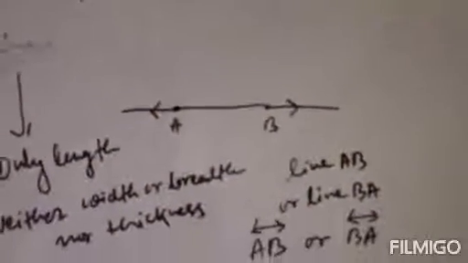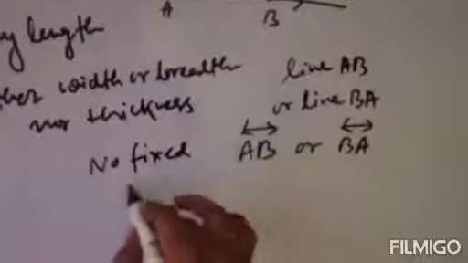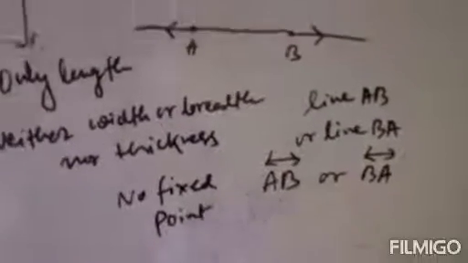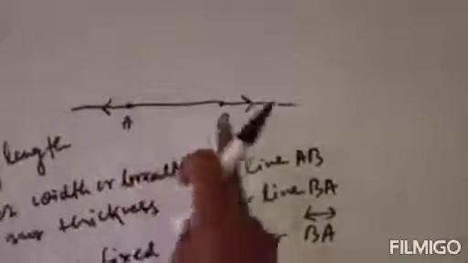You have extended the point A towards the left and you have extended the point B towards your right. That means it has no fixed point. Line has no fixed point. Clear? Both of these points A and B have to be extended on both sides.